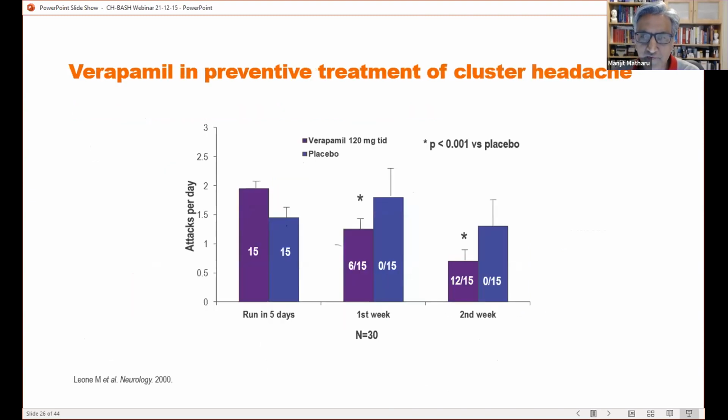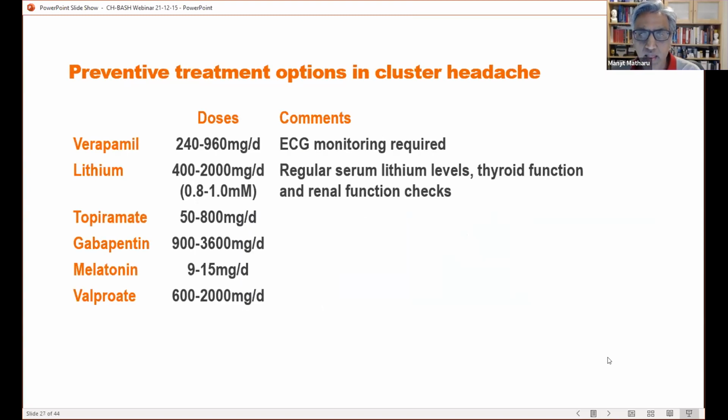In terms of preventive treatments, the only treatment that has got any randomized controlled data from the oral drugs is verapamil. And this relatively small study showed that 12 out of the 15 patients had responded at the second week on a dose of verapamil, which was 360 milligrams daily, compared to none in the placebo group. And this slide shows what are the treatments that you can use.